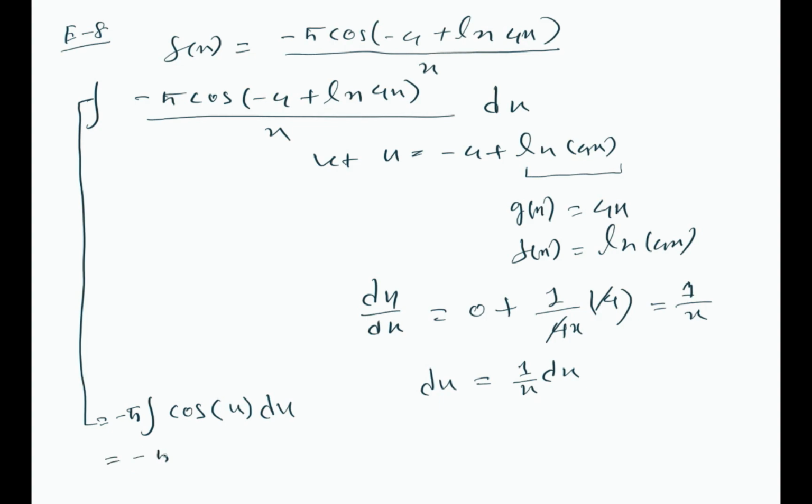So we can integrate it very easily. 5, and integration of cos is actually sine. So cos of u integrates to sine of u. You can write sine of u, right? Then just put a c, then it will be minus 5 sine of u, which is equal to minus 4 plus ln of 4x, plus c. So this is the answer for this question or example.